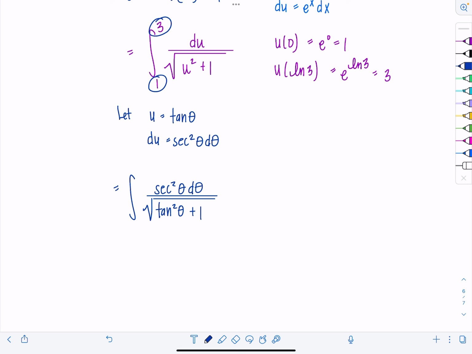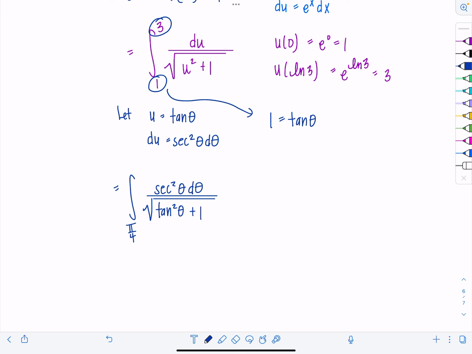Let's look at the lower one. So this means u is equal to 1. So 1 is equal to tan theta. Can you think of when tangent is equal to 1? Why, yes, it is at pi over 4.